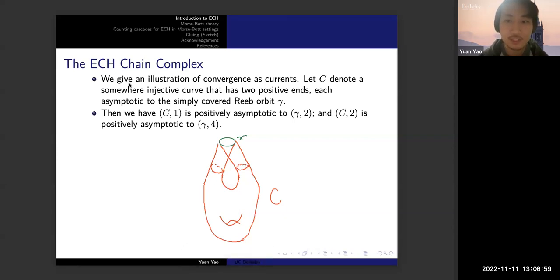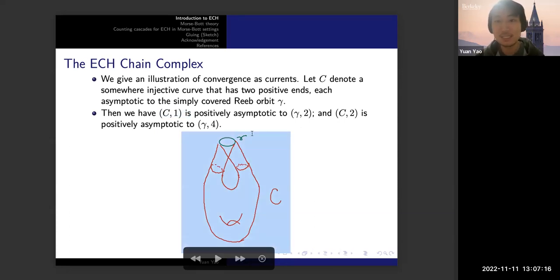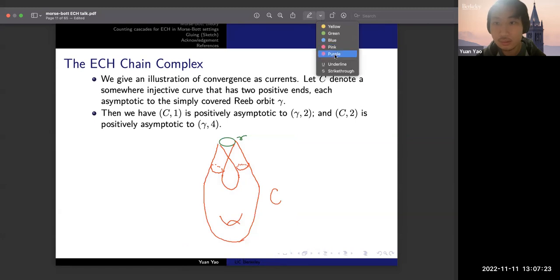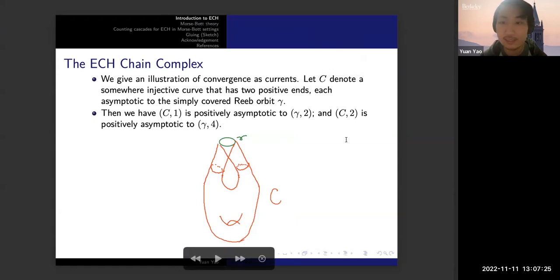Okay, so you have a J-holomorphic curve that has two positive ends, each positively asymptotic to a simply covered Reeb orbit gamma, which I show here. Then the current C1 is positively asymptotic to gamma squared, because if you look at the plus infinity side, it's asymptotic to it with multiplicity 2. And if you look at C2, then it's positively asymptotic to gamma to the 4th, because if you increase the multiplicity of your curve.